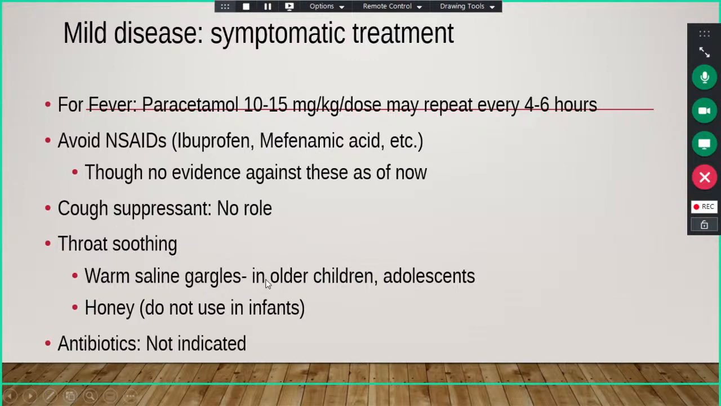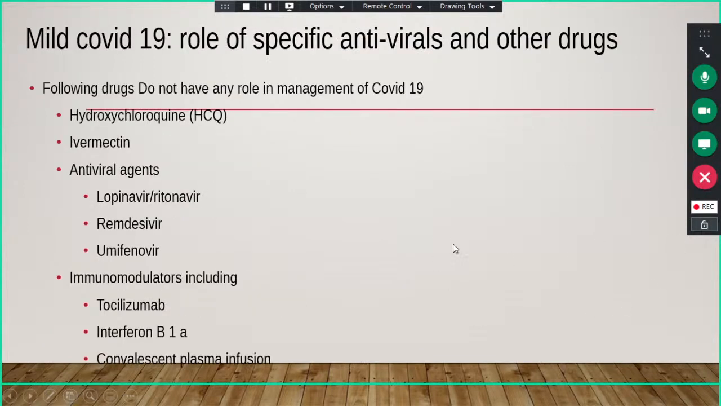Throat soothing agents like warm saline gargles in older children, adolescents, and adults, and honey, tulsi, ginger, all can be used as a soothing agent. Antibiotics are not indicated, they will not change the course of illness, so that's why they should not be used.